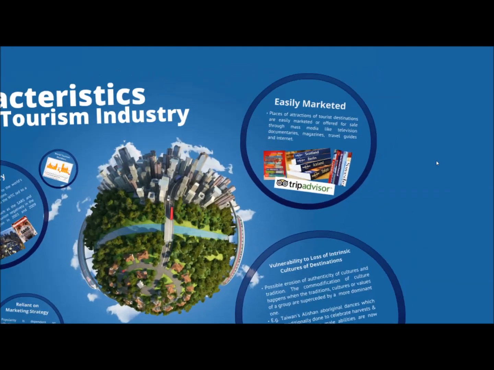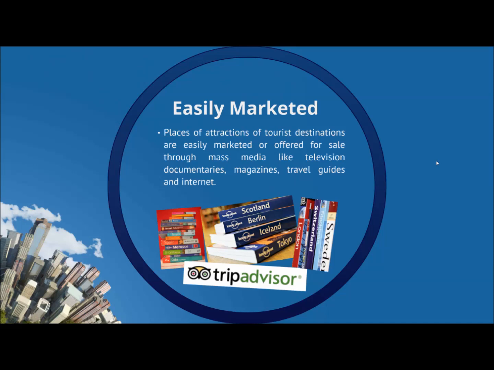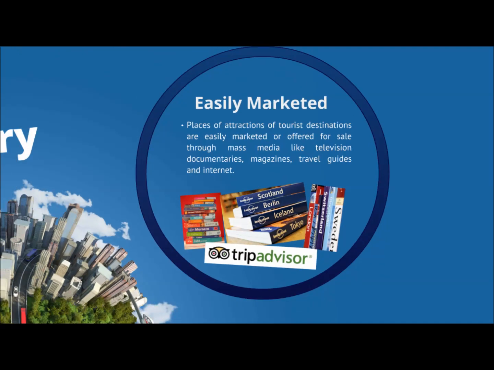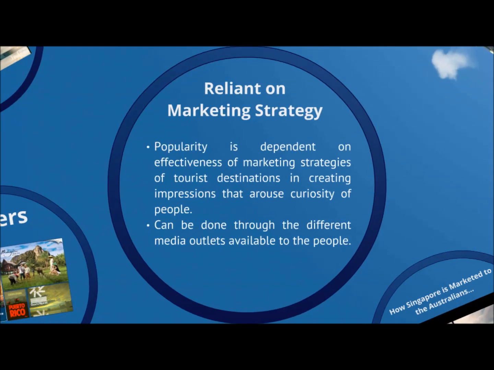So the first attribute of the tourism industry is that it is easily marketed to the people. So places of attractions of tourist destinations are easily marketed or offered for sale through mass media like television, documentaries, magazines, travel guides, and of course, the internet. And because it is easily marketed to the masses, it is rather reliant on this strategy.